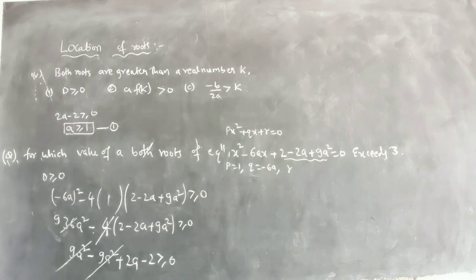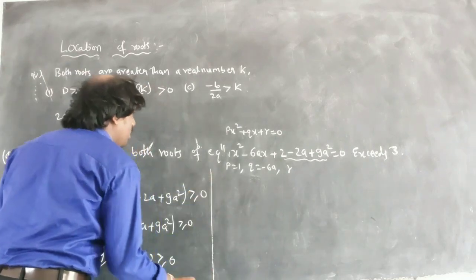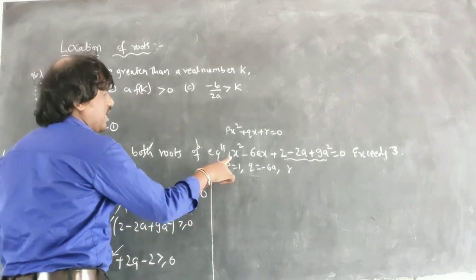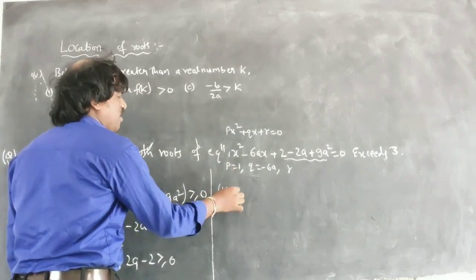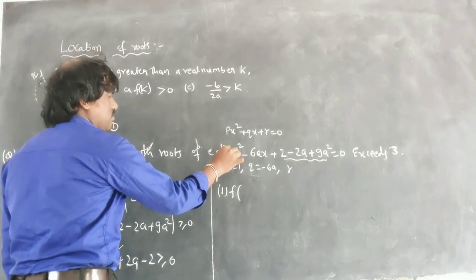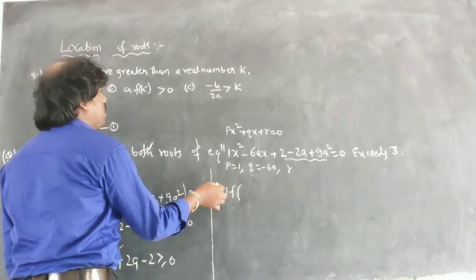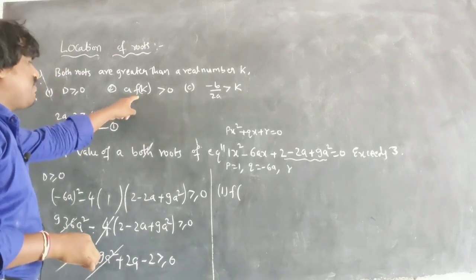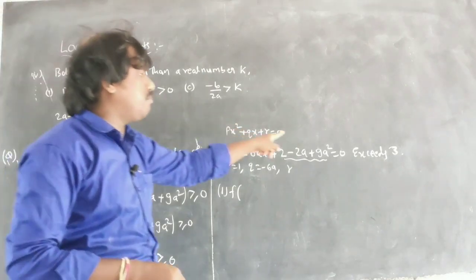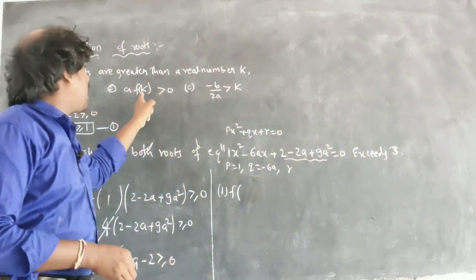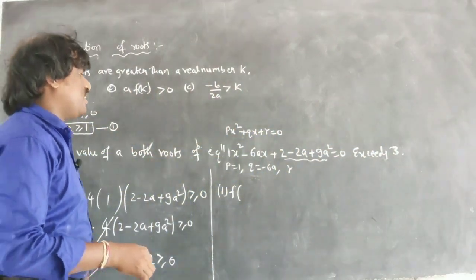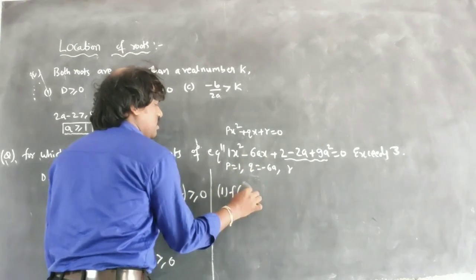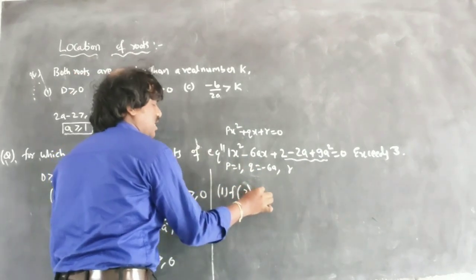Let us go for the second case. What is the second case? He said the second case is a times f of k. A here is 1, positive, and f of k means, which number does it exceed by? 3. So I have to substitute f of 3. If I substitute f of 3, what am I going to get here? I'll write the condition, f of 3 greater than 0.